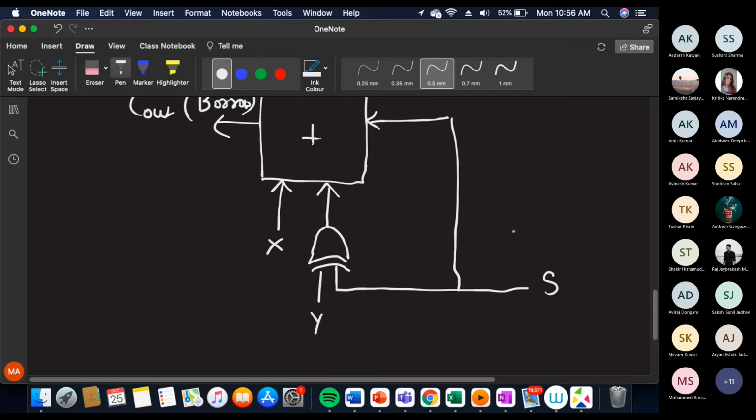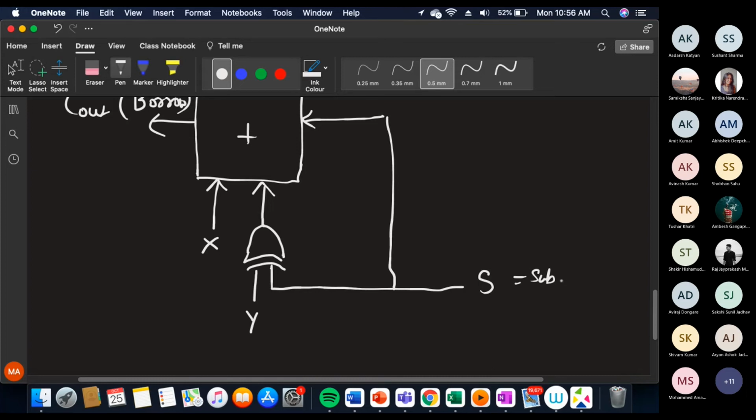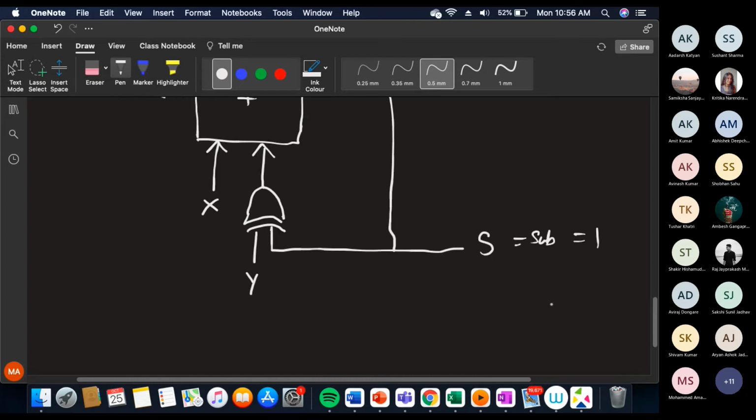If you want to perform subtraction, अगर subtraction करना है, in that case, the sign would become 1. And अगर आपको addition करना है, in that case, the sign will become 0. Is that clear?